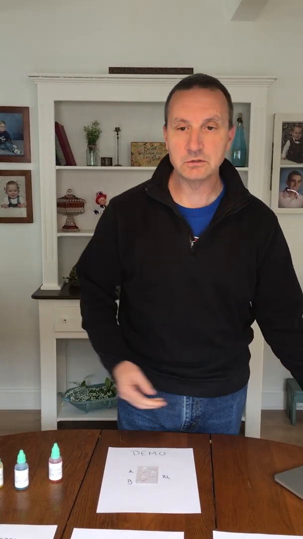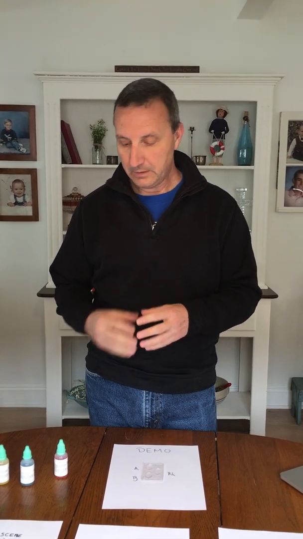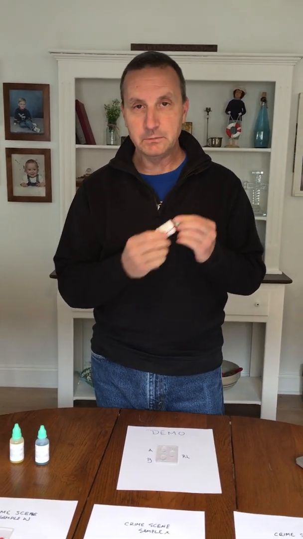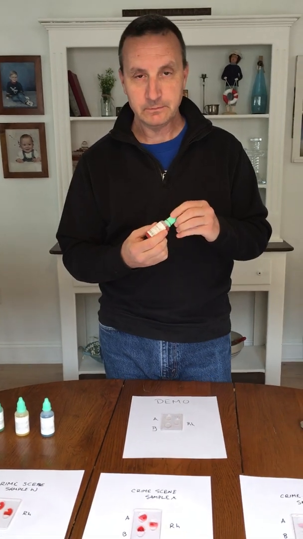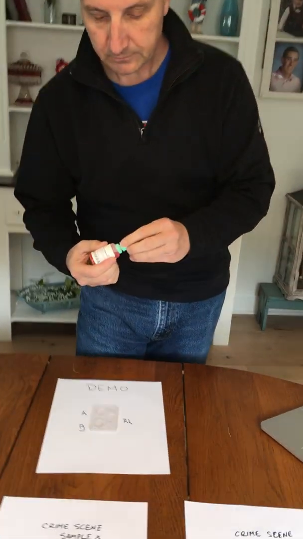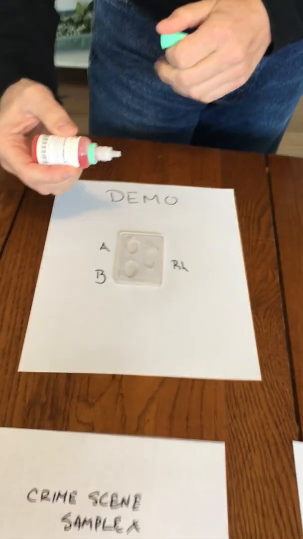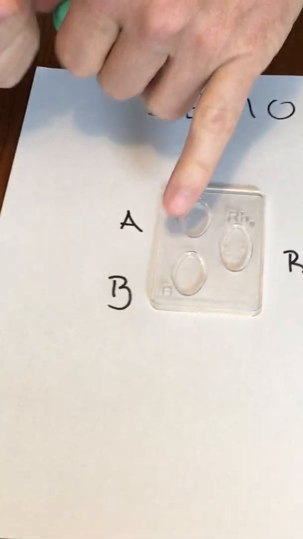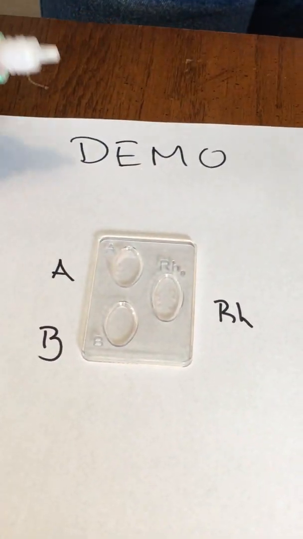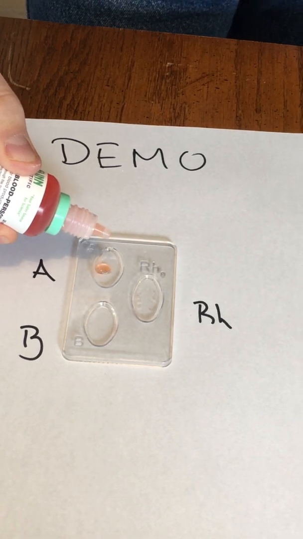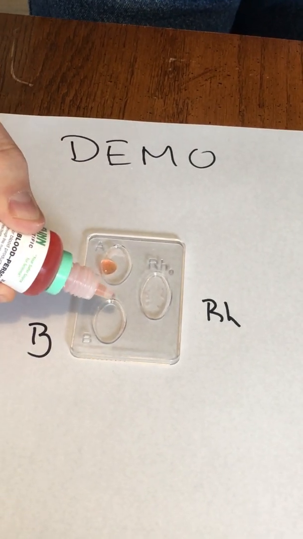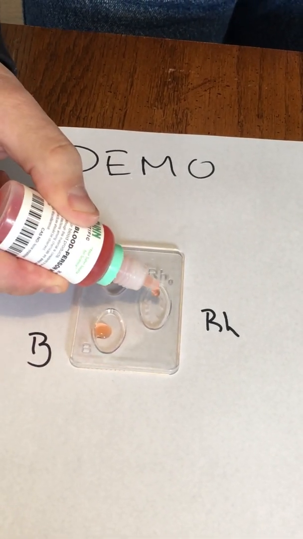Okay, so I want to start with just a demonstration on how we did the blood testing. So here we have a sample of blood. On the tray, we have an A, a B, and an RH placed to test. So I'll put a few drops of blood into each of the different testing wells.